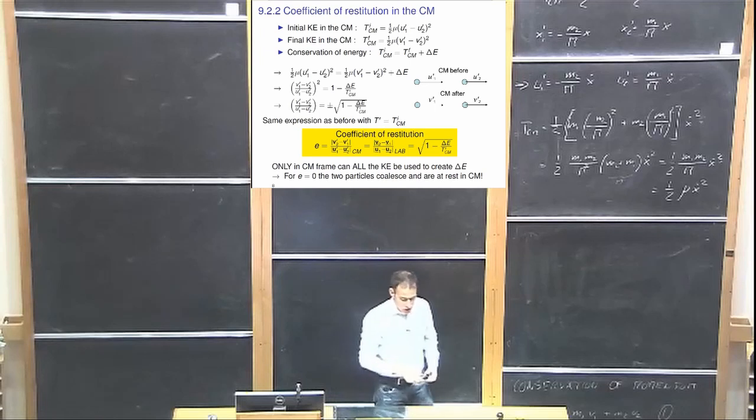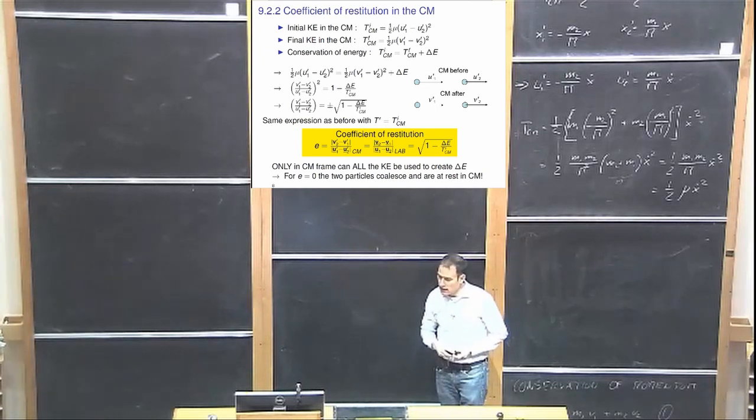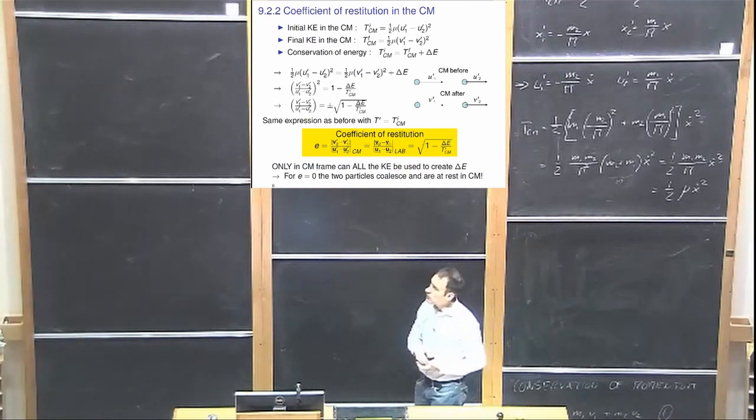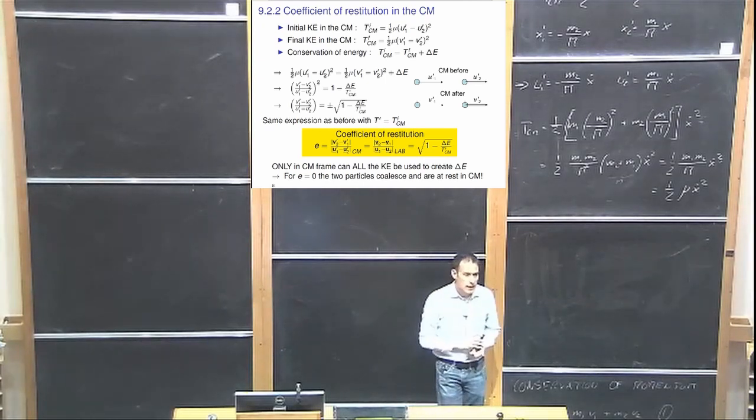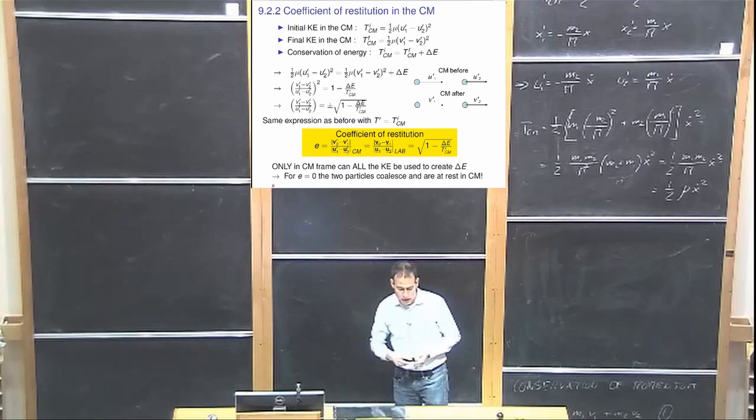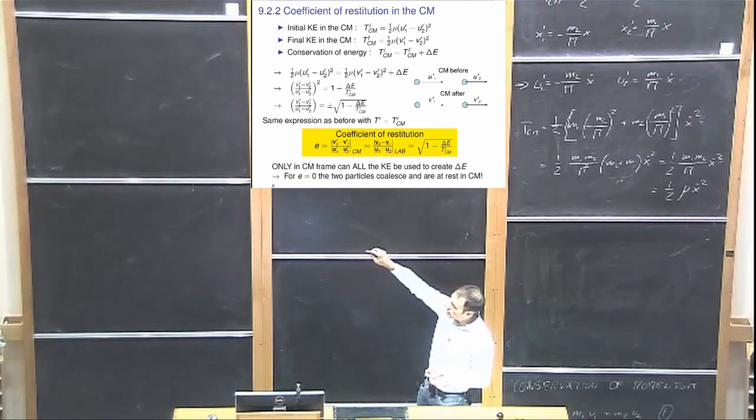The key message to take away is that only in the center of mass frame can all the kinetic energy be converted into something else. For e equals naught, the two particles coalesce and are at rest in the center of mass frame.